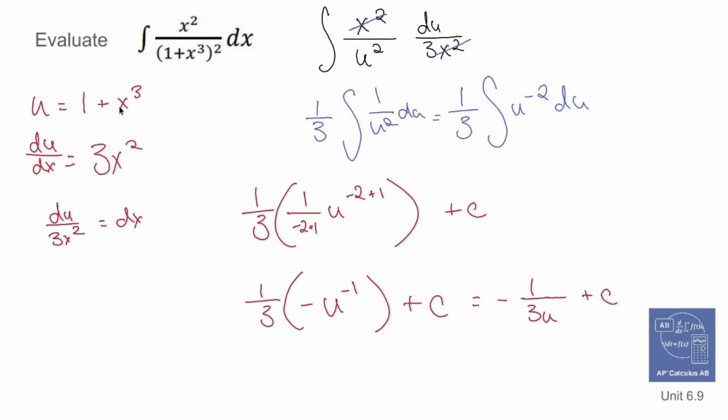Am I done? No, because u is not in the original problem. u is 1 plus x cubed. So to finish this up, we're going to call this negative 1 over 3 times 1 plus x cubed plus c. And I think that should do it. Fun stuff.